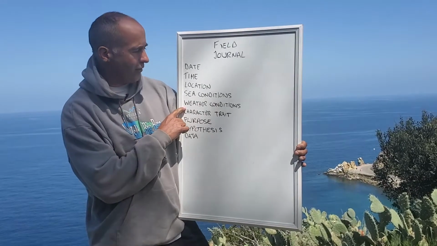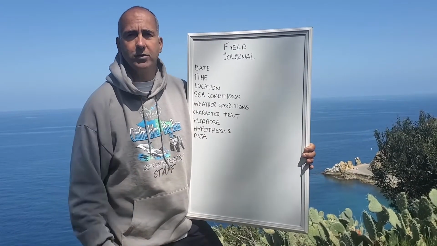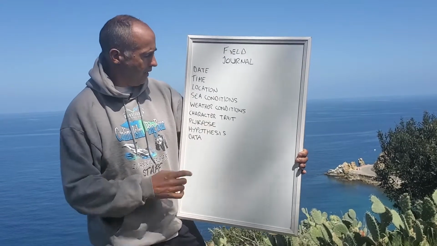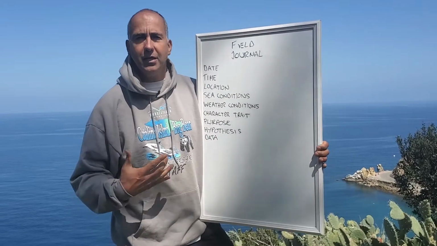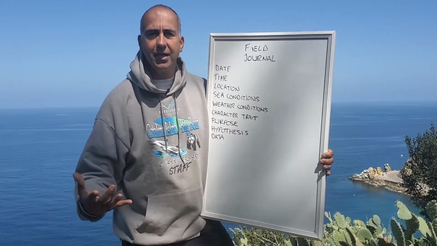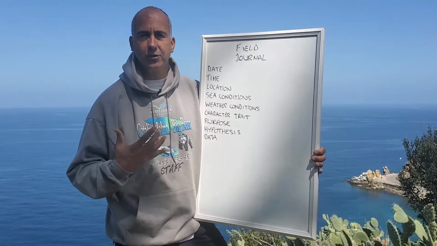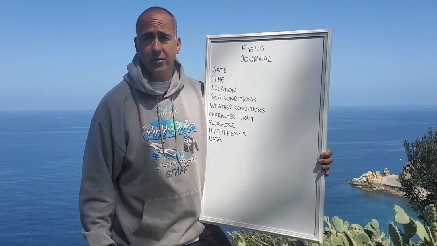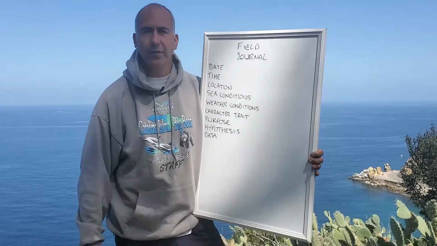Then you're going to do the weather. Of course, the weather is always changing, so you want to note what the weather was that day. Also, you want to do a character trait, because a character trait is part of what it's going to take to change our world, right? You have to have character in order to do a good science project. To follow these steps, you need character. So we'll be talking a little bit more about that.